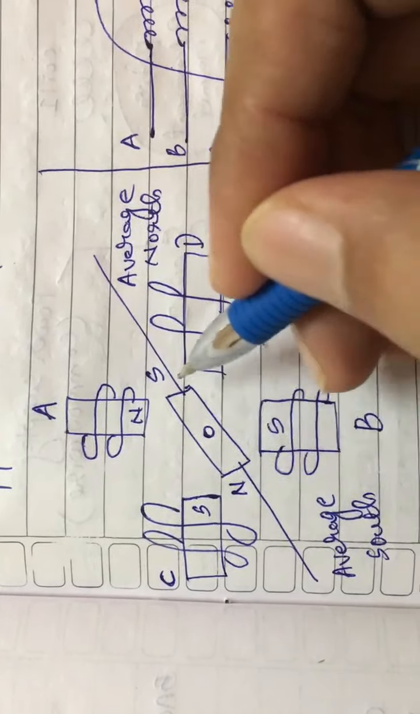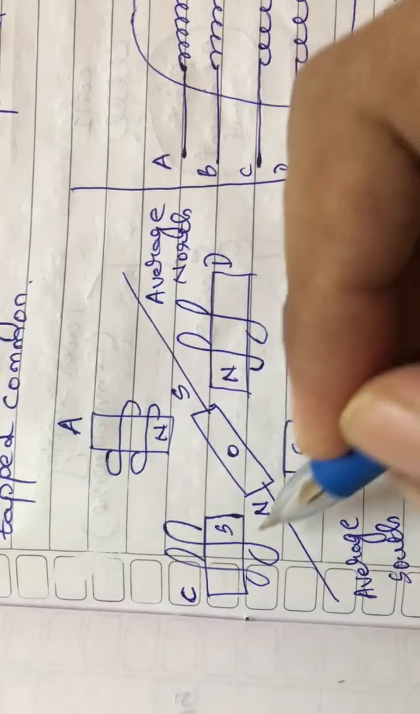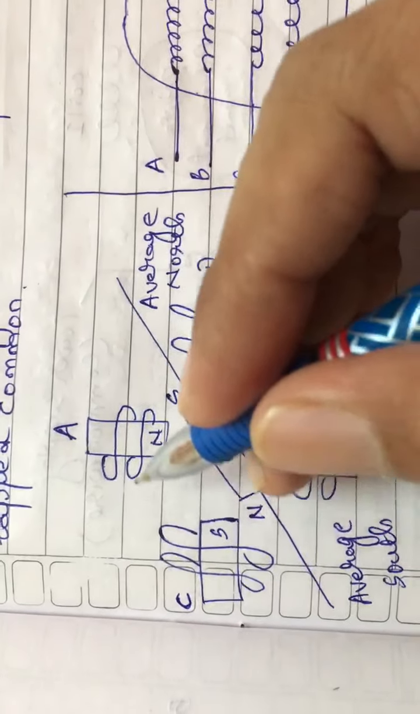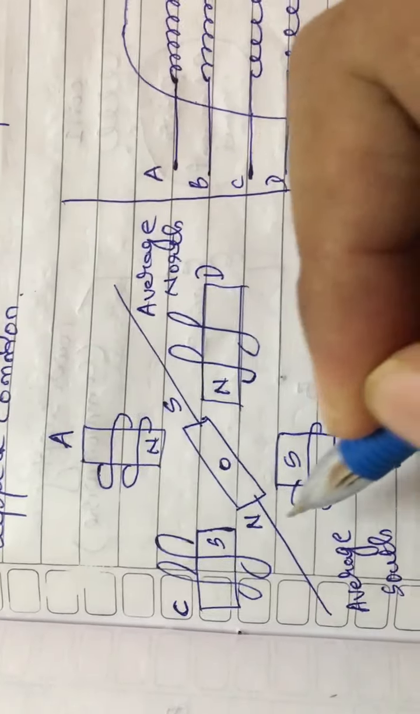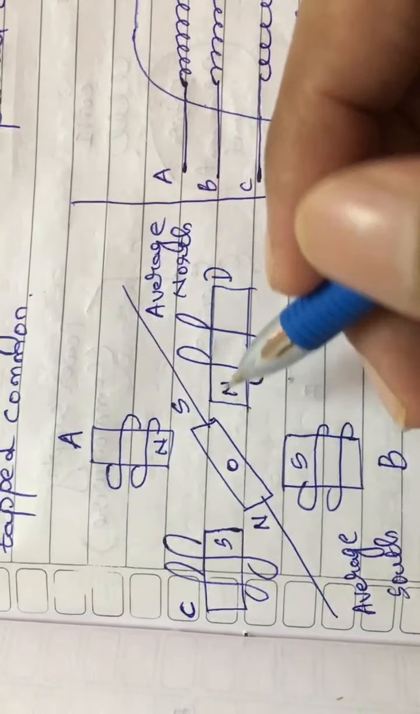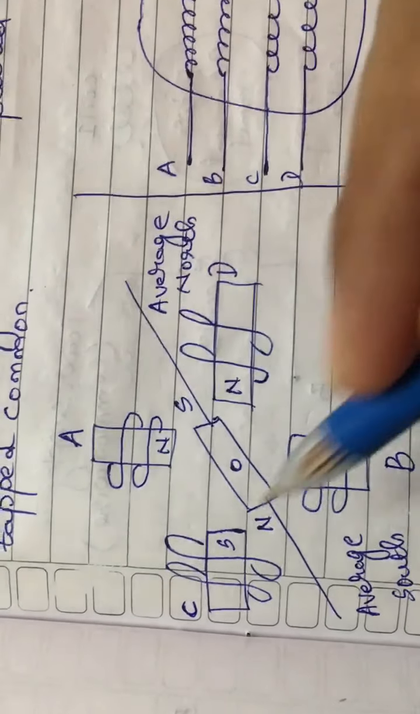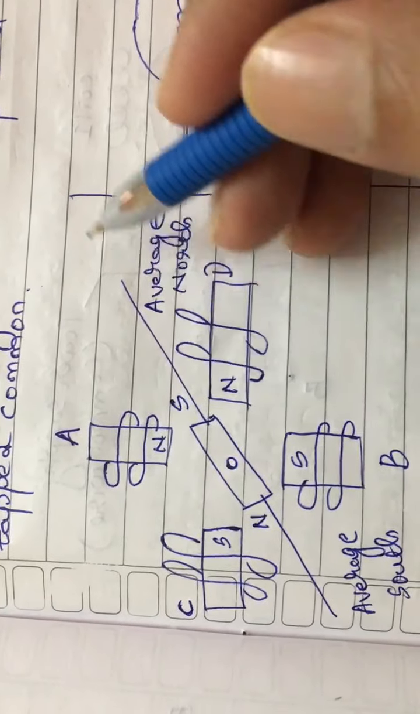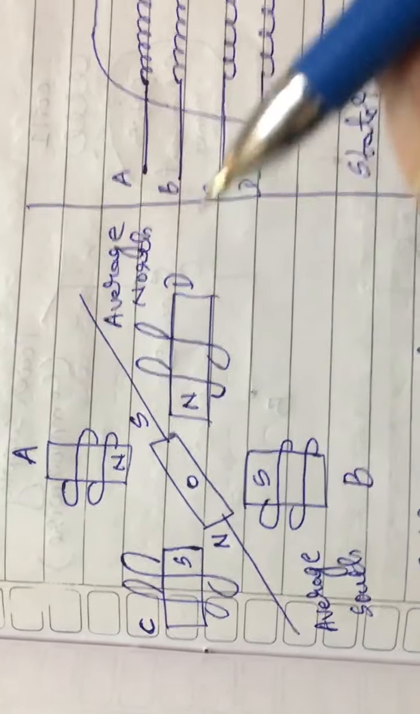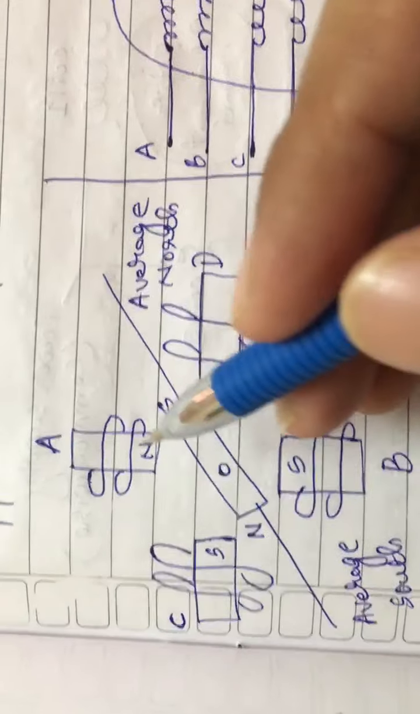For a magnet there will be a north pole and south pole, and surrounding this we have 4 coils. These 4 coils are called the stator coils. We'll call them A, B, C, D, and this is the north and this is the south. This will be the rotor alignment. This picture resembles the rotor alignment.